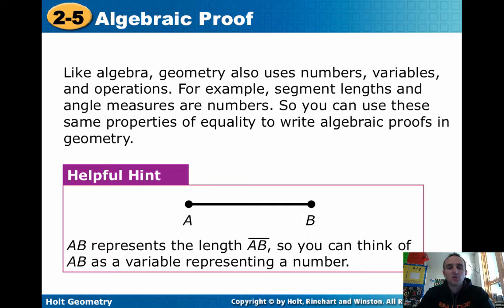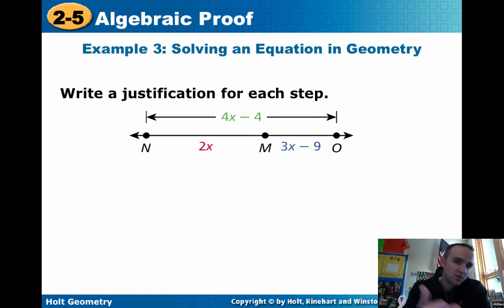Okay, so we can also use these algebraic proofs in geometry. We can talk about segment lengths and angle measures as numbers. So we're going to use these same properties when we're solving problems using some geometric stuff that we've already talked about. Just a reminder, helpful hint here, AB without the line over it represents the length of that segment. So we can think of AB as a variable. It's an x, right? It's just a variable. So it's not A times B, it's AB. That is the variable. When we look at this, we want to write a justification for each step.